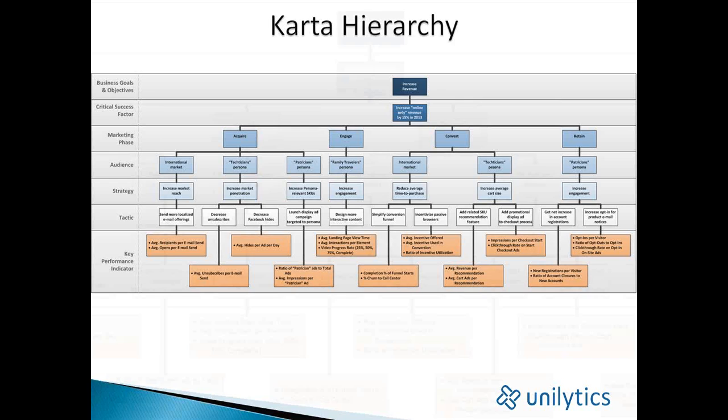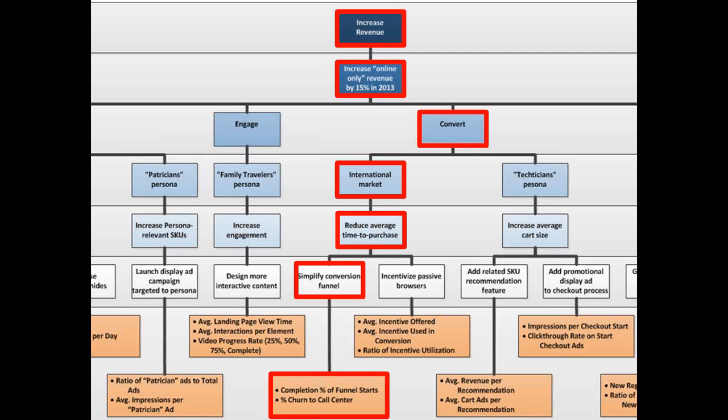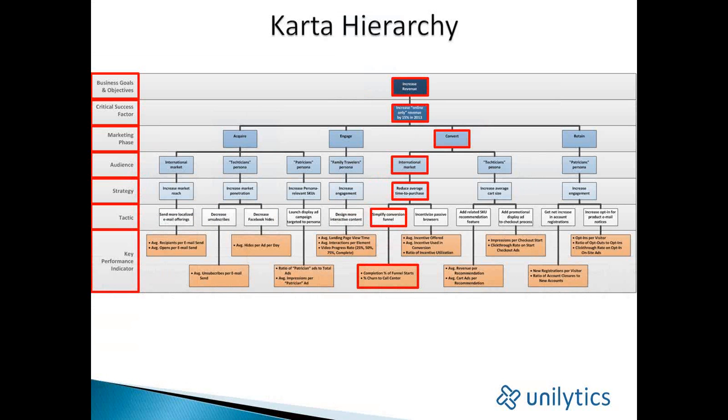And if we zoom in on this, we can see that the goal and objective was to increase revenue. The critical success factor in this case was to increase online-only revenue by 15% in 2013. The marketing phase was to convert. The market was international. The strategy was to reduce average time to purchase, and the tactic was to simplify the conversion funnel. And here then are the finished KPIs. So we get this map that shows exactly how these KPIs were arrived at.